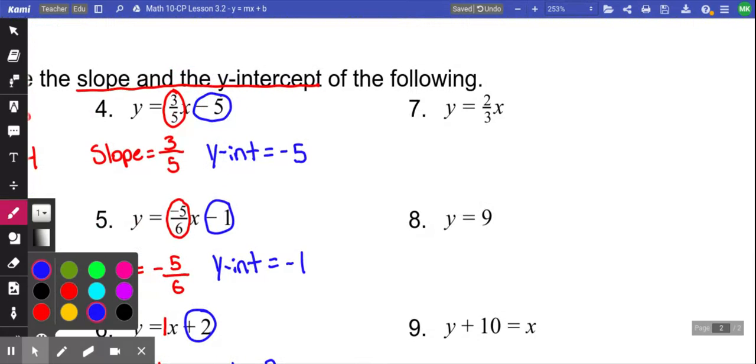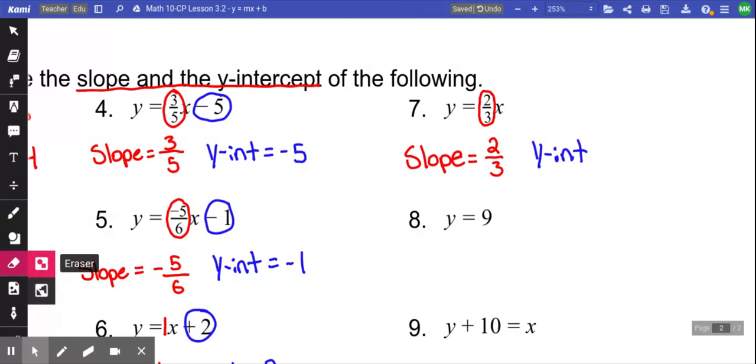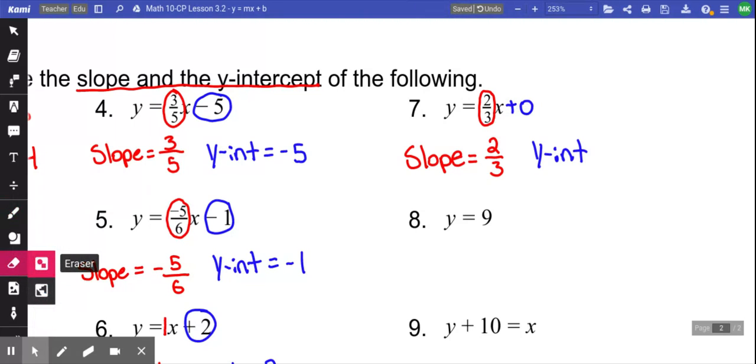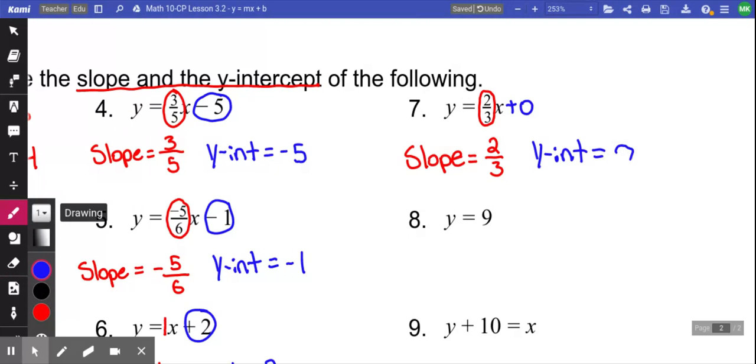This one up here. The number attached to the x is my slope. So my slope is 2 over 3. But there is no value here for my b value. If there's no value there, it's like saying plus 0, not plus 1, right? But we don't need to write plus 0, so that's why they don't write it. In this case, the y-intercept would be at 0, right in the center of the graph. It doesn't mean that there's not a y-intercept. It just means that the y-intercept is at 0.